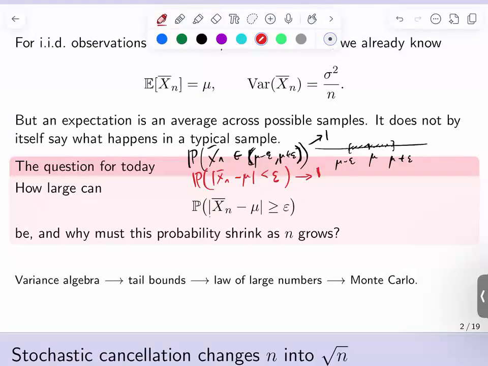Alternatively, this is the complement of that event. If this event is A, this is A complement, and the probability of A complement is going to go to 0. We're also going to characterize how large n needs to be for this to be less than a pre-specified value. But the fact that this converges to 0 is the so-called law of large numbers.